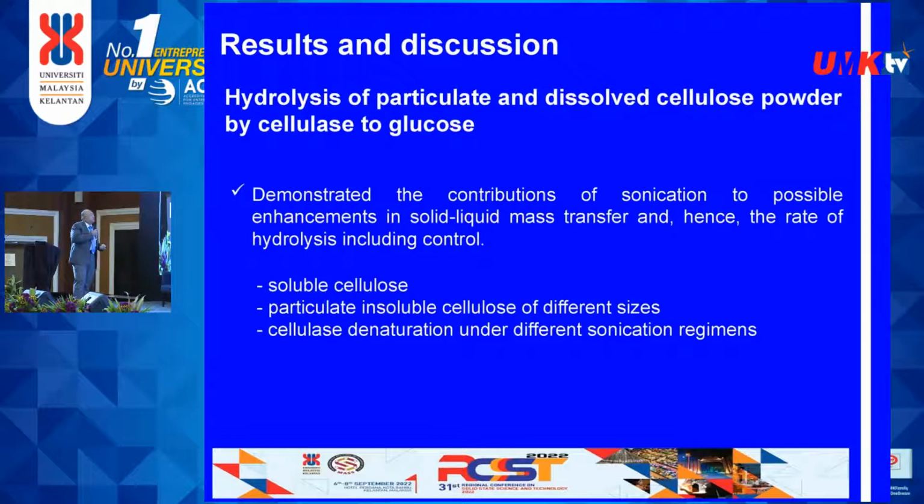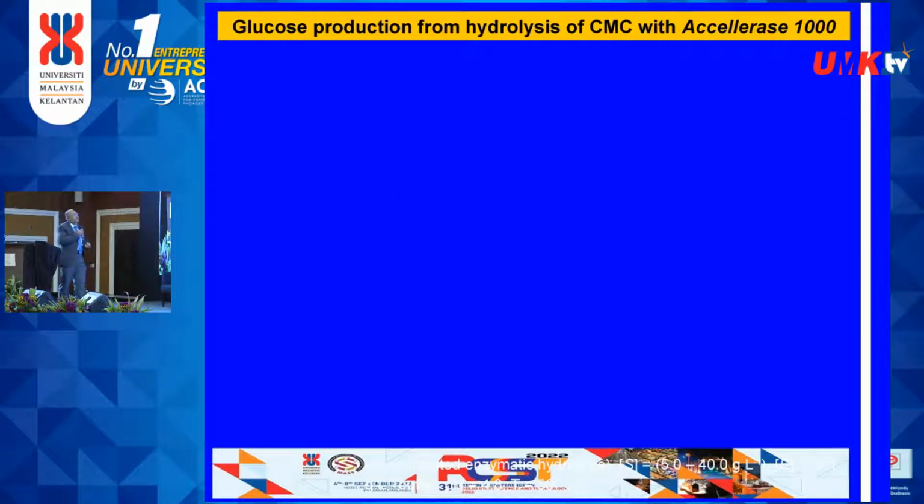Okay, if you can see here, this is the glucose production from the hydrolysis of CMC with Accelerase 1000. The y-axis is the glucose concentration that we measured from the experiment over time. If you can see, the most glucose is actually produced at a concentration of 40 gram per liter. I think this is a really nice smooth graph.